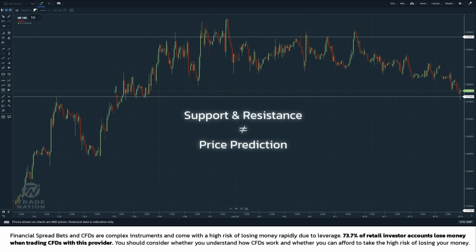Support and resistance do not predict whether price will reverse or break through a level. They provide structure for analysing where the market has reacted before and where price behaviour may warrant closer attention.